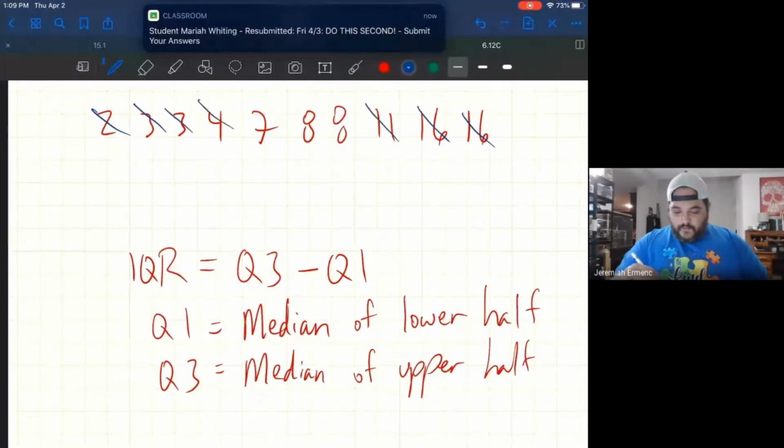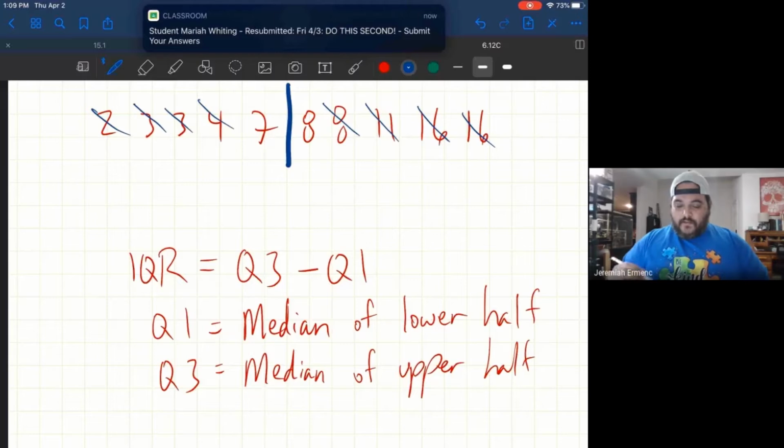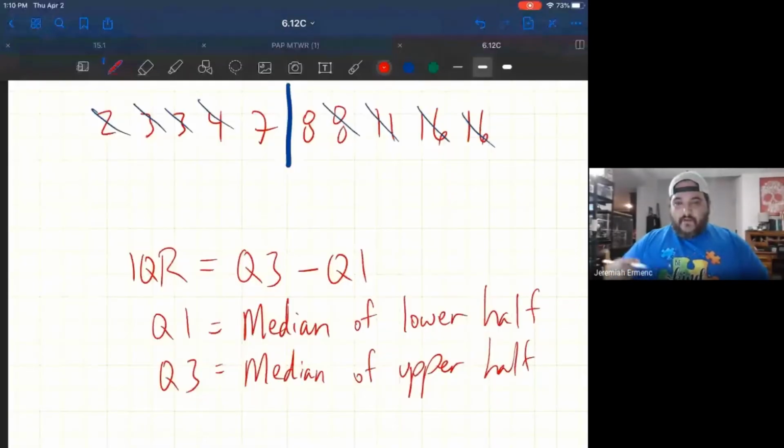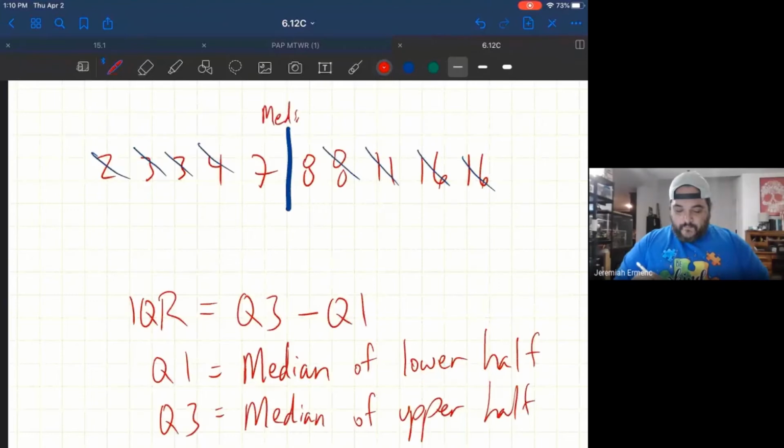All right, so crossing out my numbers, and anytime I find a median, I have to draw a vertical line. So I drew my vertical line. So 7 is not my median, 8 is not my median. My median is the number right in between. So in order to find that, I have to find the mean or the average of those two numbers. And so I have to add 7 plus 8, divide that by 2. And so when I do that, I find that my median is 7.5.